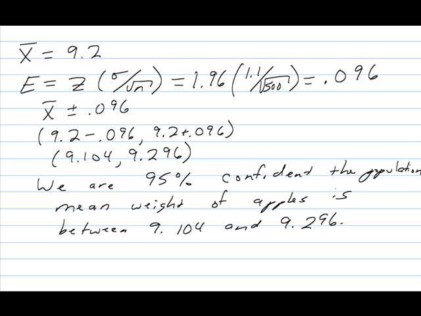You don't have to write them exactly as I write them, but you do have to make sure they include the main parts: the confidence level, the parameter that they're estimating, in this case the mean weight of apples, and then the interval itself.